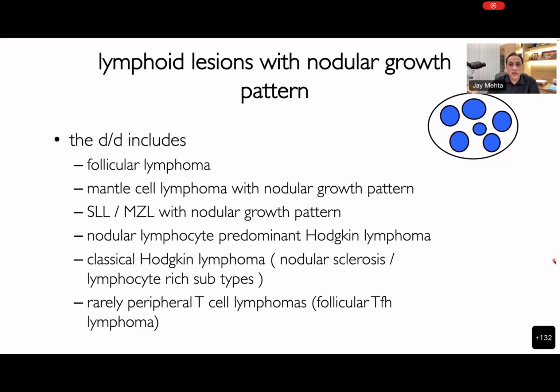So what are the differential diagnoses for lymphoid lesions with nodular growth pattern? These would include follicular lymphoma, mantle cell lymphoma with a nodular growth pattern. You can have small lymphocytic lymphoma or a marginal zone lymphoma with a nodular growth pattern. You could have nodular lymphocyte predominant Hodgkin lymphoma or a classic Hodgkin lymphoma with nodular sclerosis pattern or a lymphocyte-rich subtype. Very rarely, there is a counterpart to the B-cell follicular lymphoma, which is called a follicular TFH lymphoma, now subsumed under the category of TFH lymphomas, but that's also a follicular lymphoma, which is basically of a T-cell phenotype.